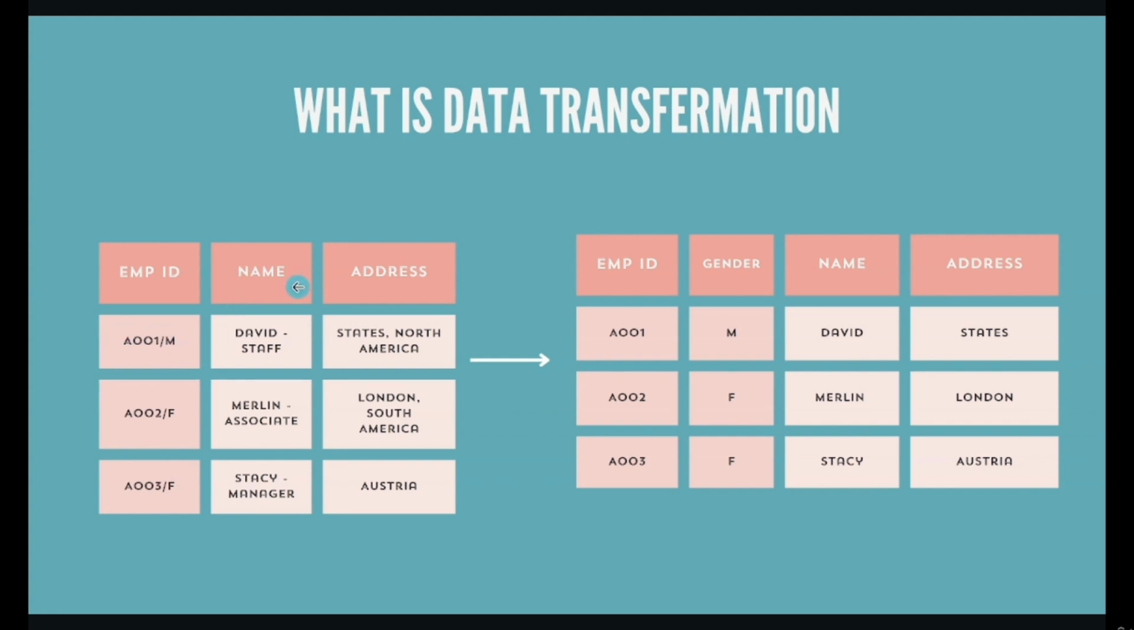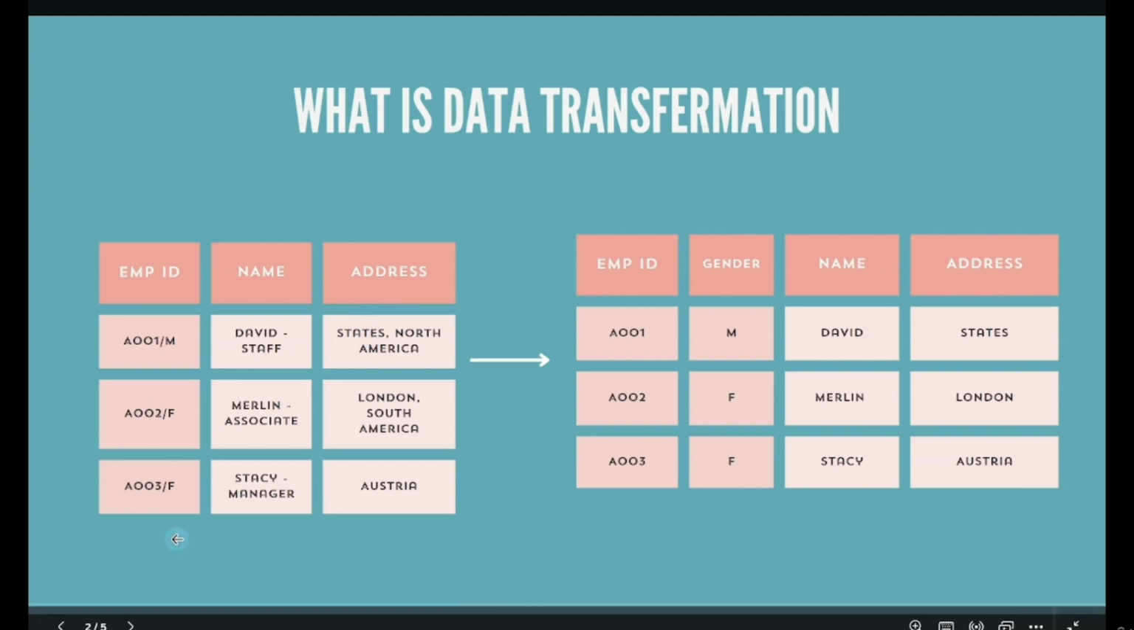The same way, if you see the name column, you could see the name of that person and then associated with a hyphen, and then you could see the designation associated with that employee. The same way, if you see the address column, you could see the states as well as the region associated with that particular employee.